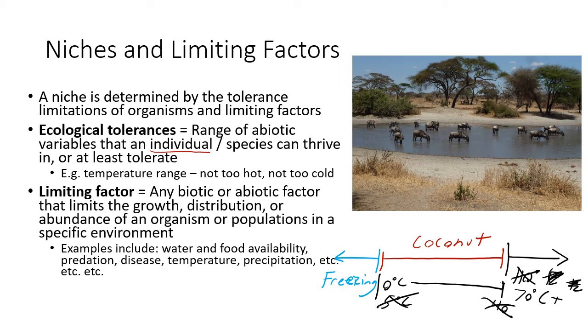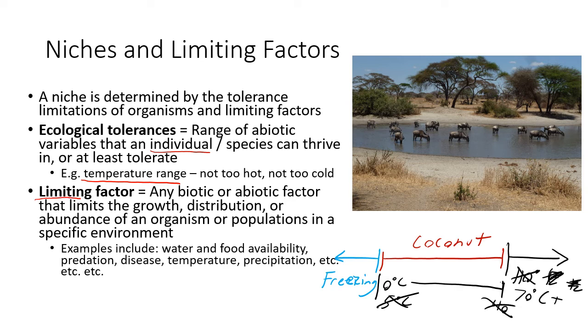Our tolerance range could be temperature, could be precipitation, it could be pH of the soil, pH of the water, could be salinity of the water, could be the nutrients that are available. Whatever it is, every species and every individual within a species has a range that it can tolerate. We'll talk about this a little bit more later on, where I'll show you some graphs in a different PowerPoint.